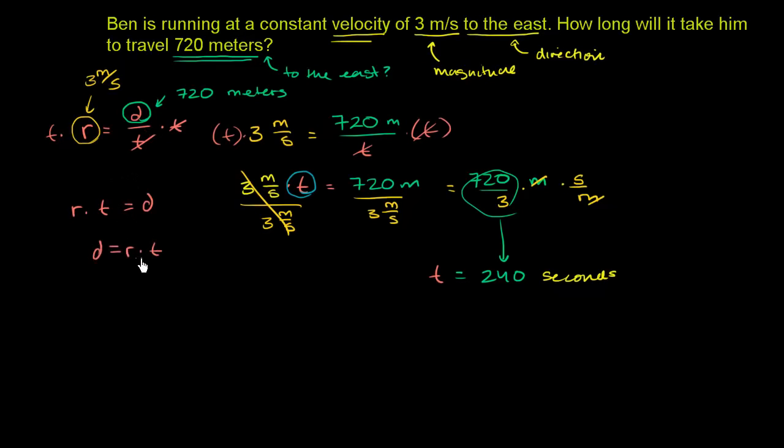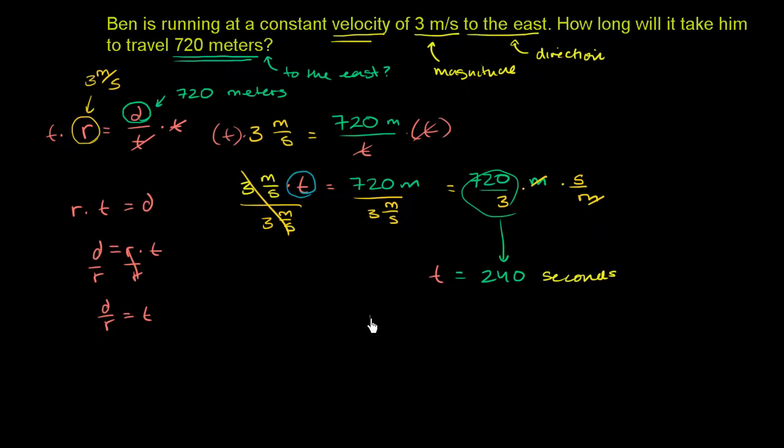And then if you wanted to solve for time, you could divide both sides by rate, and you get distance divided by rate is equal to time. And that's exactly what we got. Distance divided by rate was equal to time. So if your distance is 720 meters, your rate is 3 meters per second, 720 meters divided by 3 meters per second will also give you a time of 240 seconds.